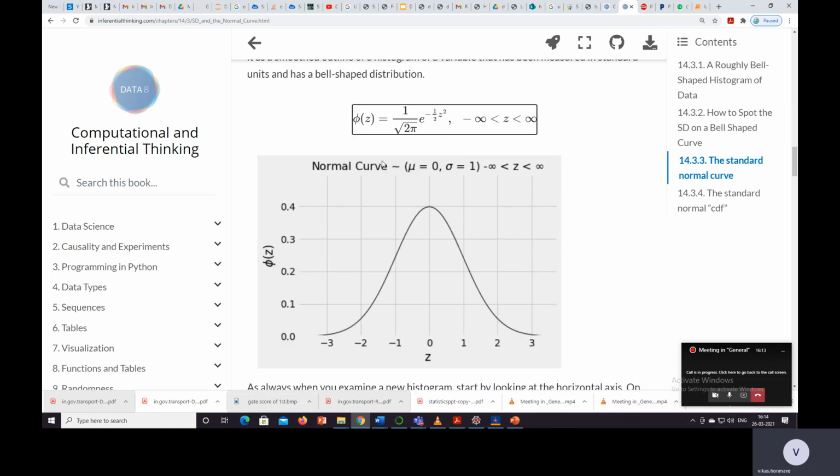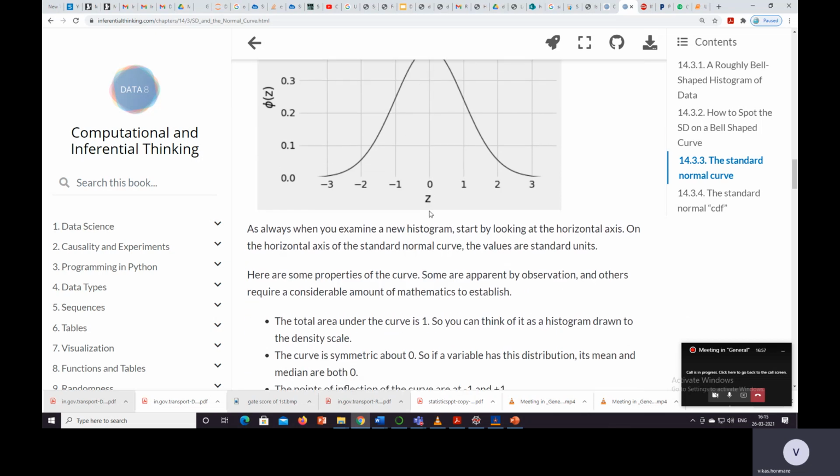So this is the curve. This standard normal curve has mean 0, which is mu is equal to 0, and sigma is equal to 1. So sigma is equal to 1 means standard deviation is equal to 1, and it is in between minus infinity less than z less than plus infinity. So it is starting from minus infinity and ending with plus infinity, and the maximum value of this phi z is 0.4. Okay, so here you can see it is touching the y-axis where the value is 0.4.